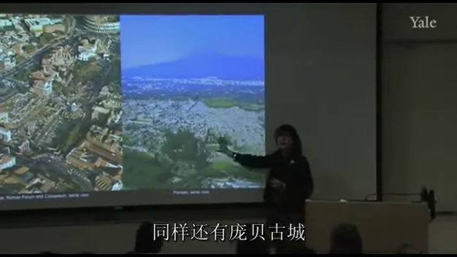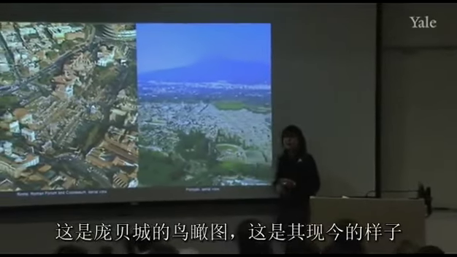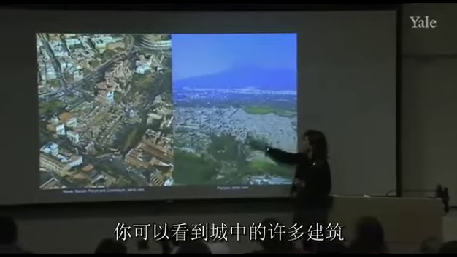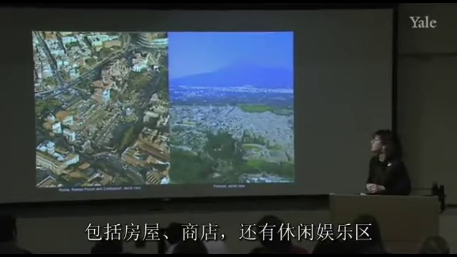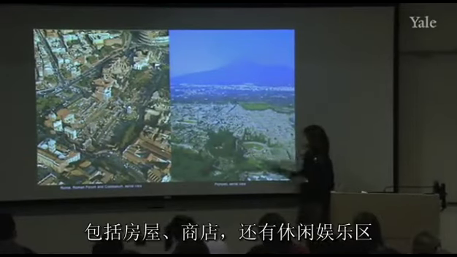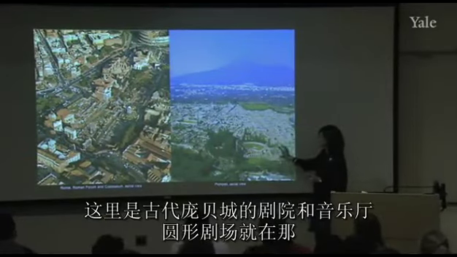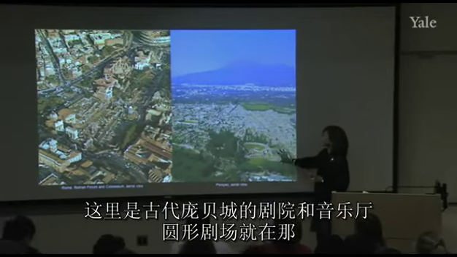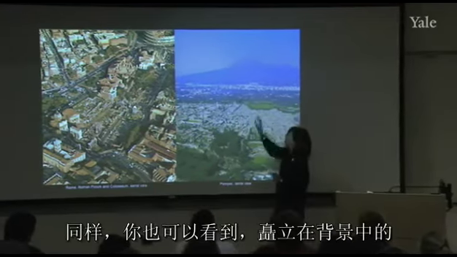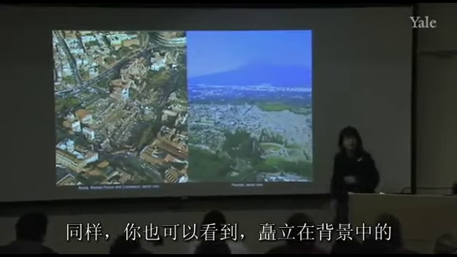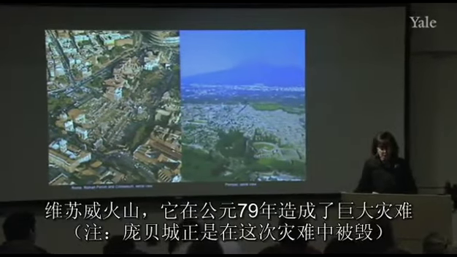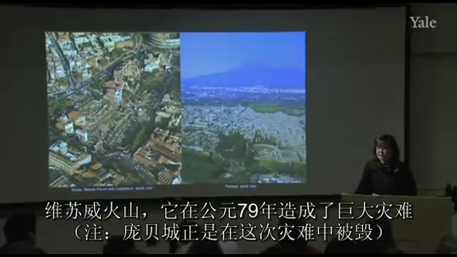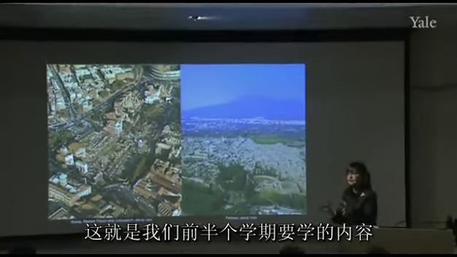So the city of Rome, again, we'll be concentrating on at the beginning of the semester, as well as the city of Pompeii, an aerial view of Pompeii. As it looks today, you can see many of the buildings of the city, including the houses and the shops, and also the entertainment district. This is the theater and the music hall of ancient Pompeii. The amphitheater is over here. And you can see, of course, looming up in the background, Mount Vesuvius, the mountain that caused all that trouble in 79 AD. So that's the first half of the semester.